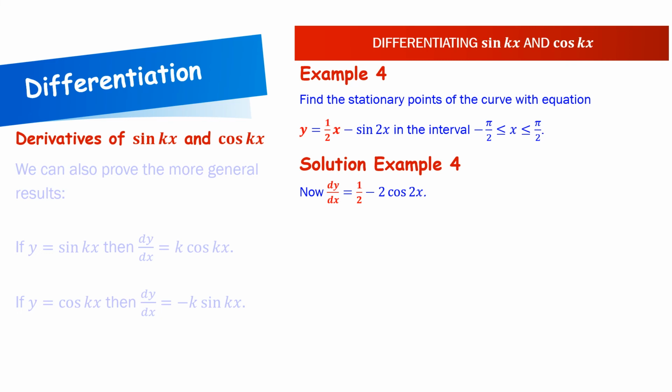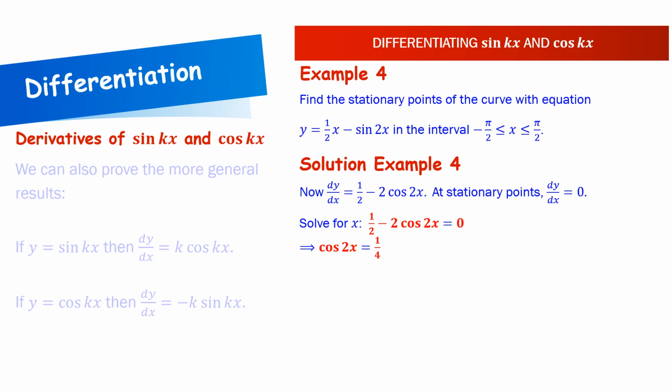If we differentiate the expression for y, we have that dy dx equals a half, since differentiating a half x becomes a half, minus 2 cos 2x, since differentiating sin 2x gives us 2 cos 2x, with k equal to 2. At the stationary points, dy dx is equal to 0. And therefore, if we solve for x, the expression a half minus 2 cos 2x equals 0, we obtain cos 2x equals 1 over 4.